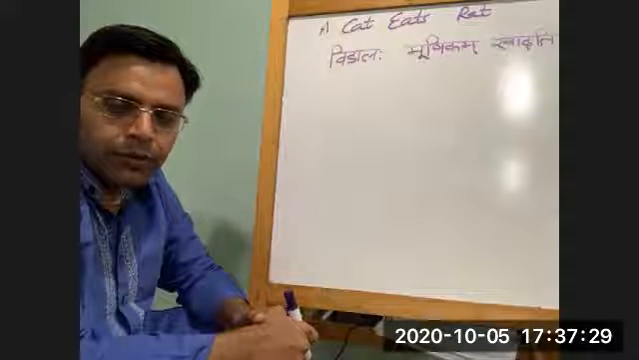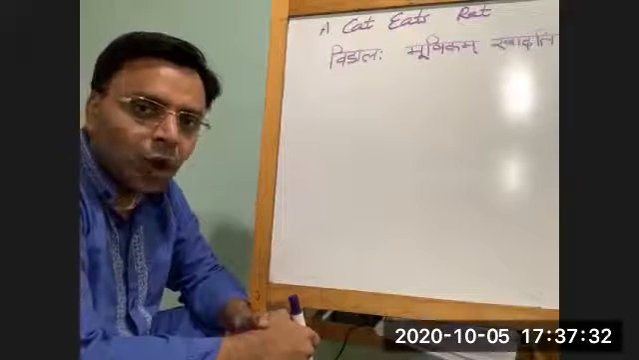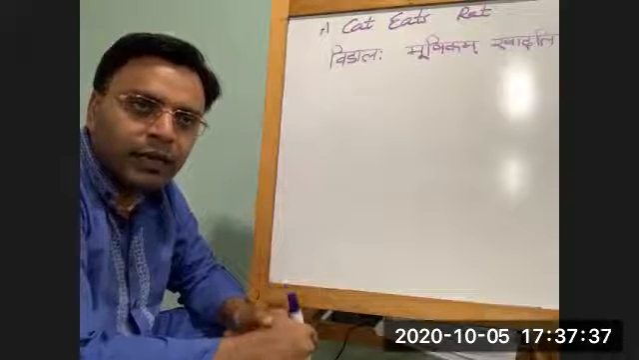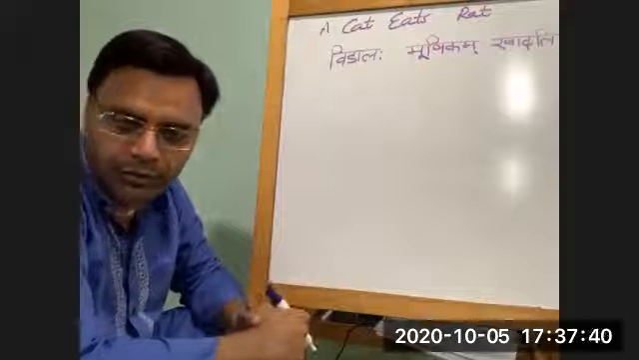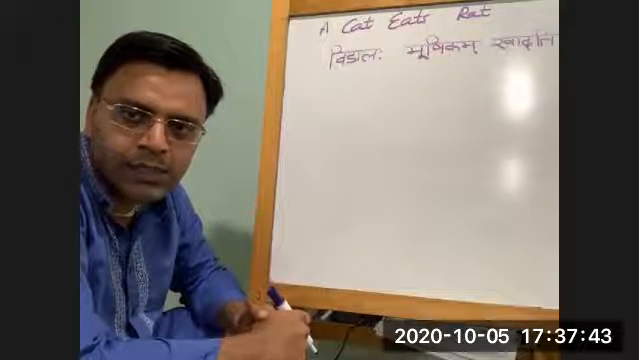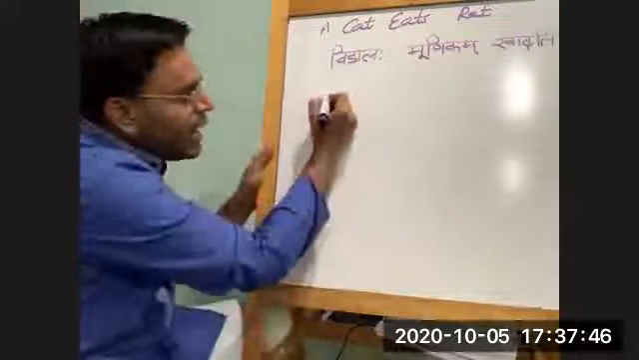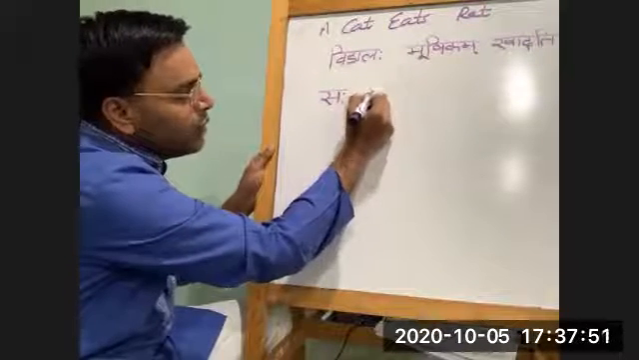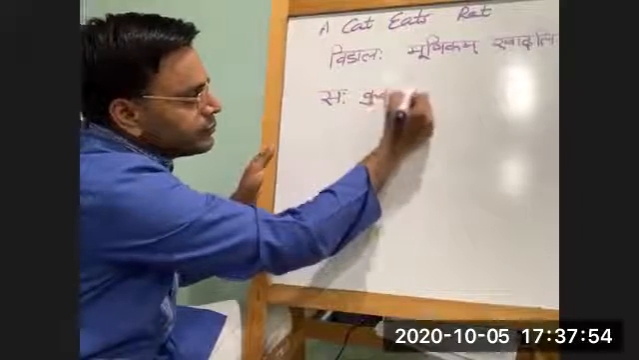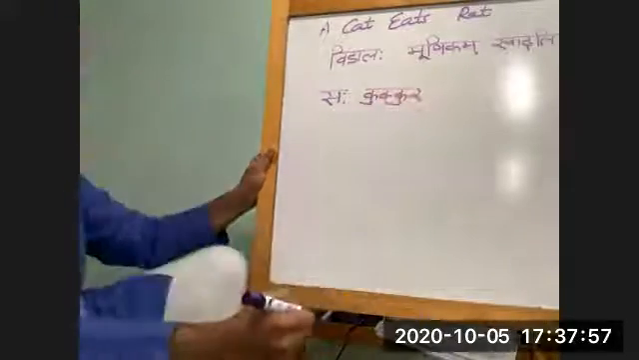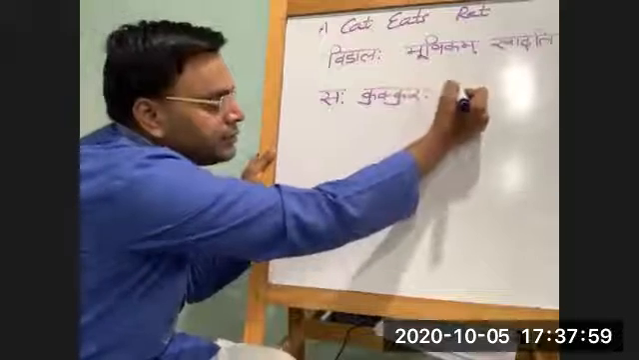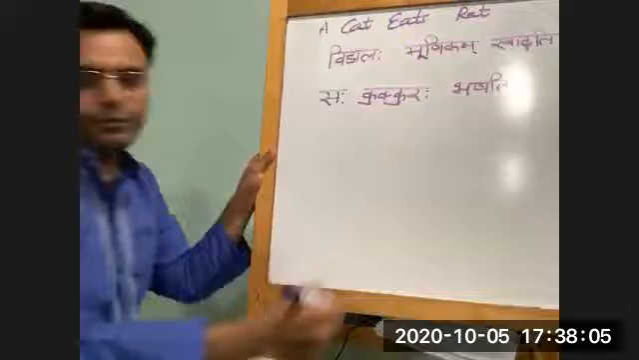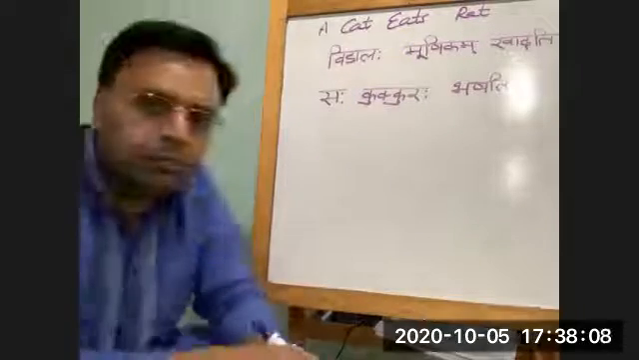Now, last time we did dog barks. Kukurah bhashati. If you want to say that dog barks, dog is male, and for he, it is sah. So sah kukurah bhashati. That dog barks.